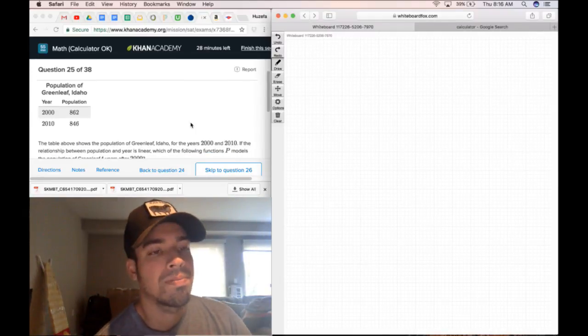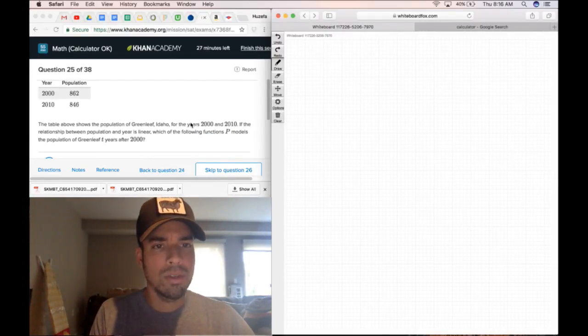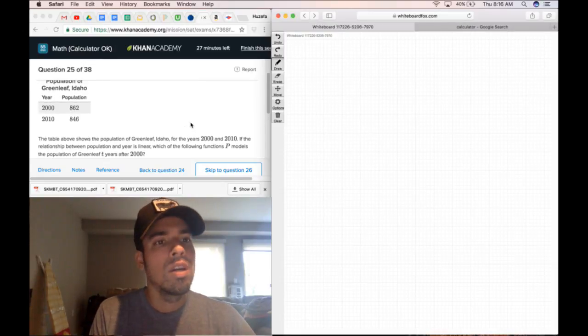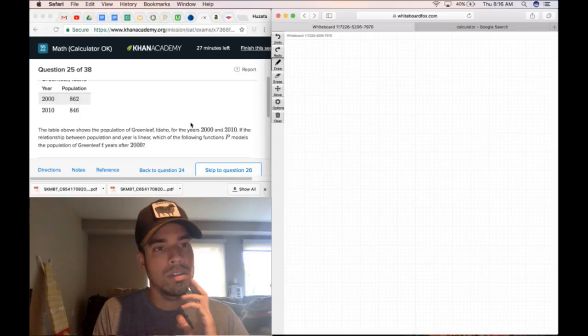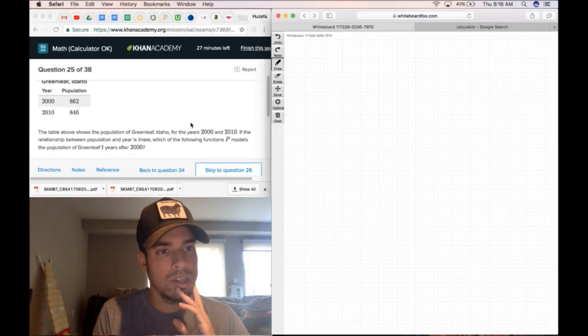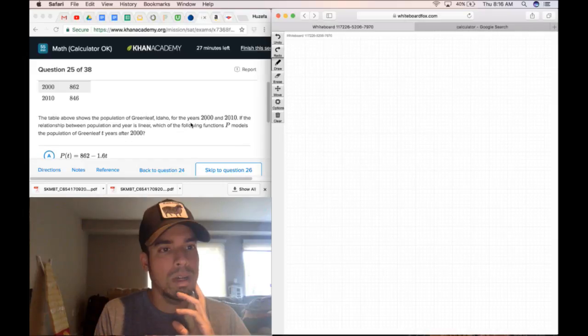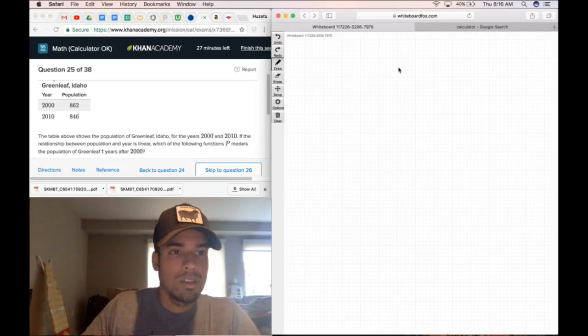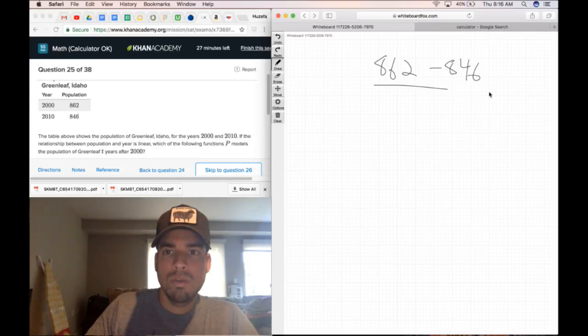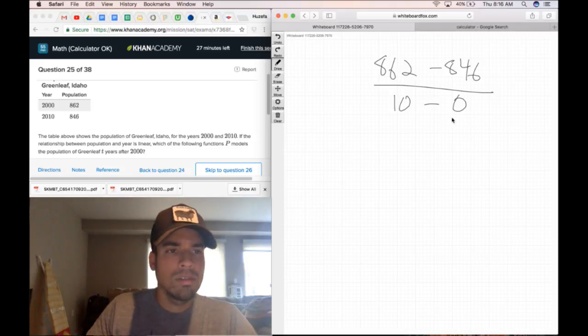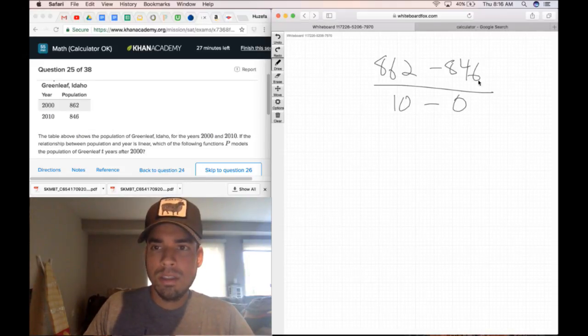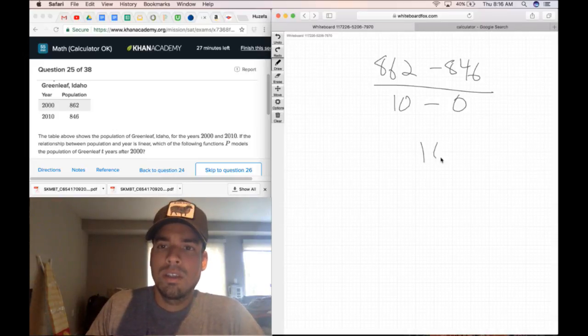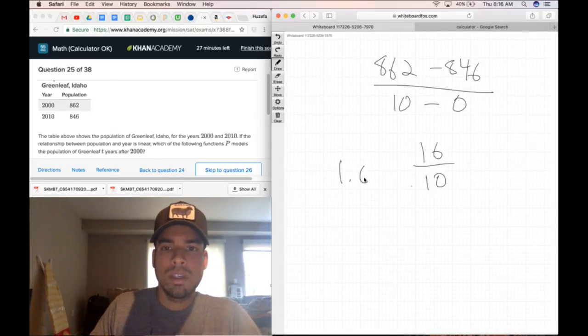Population of Greenleaf, Idaho. The table above shows the population of Greenleaf, Idaho from 2000 to 2010. If the relationship between population and years is linear, which of the following functions models the population of Greenleaf 2 years after 2000? So let's do the slope. It's 862 minus 846 over 10 minus 0, right? That's 2010 to 2000. And that's 16 over 10. It's a slope of 1.6.